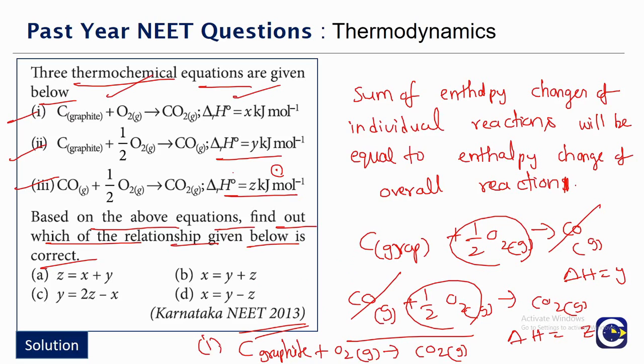Now, do you know what the first equation is? This is the overall equation. The second equation and third equation are the individual equations. Okay? So what is Hess's law saying? The enthalpy change of the overall equation, that is X, is equal to the sum of the enthalpy changes of the individual reactions. Means what? The enthalpy change of the second reaction is Y, the enthalpy change of the third reaction is Z, which means X is equal to Y plus Z.